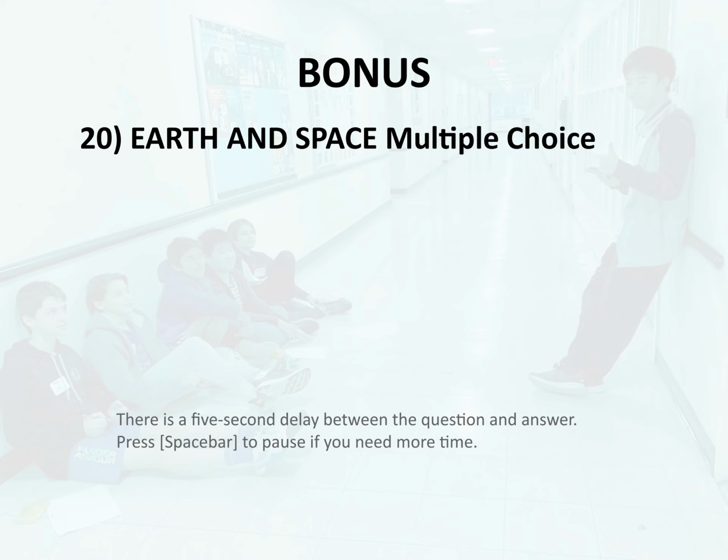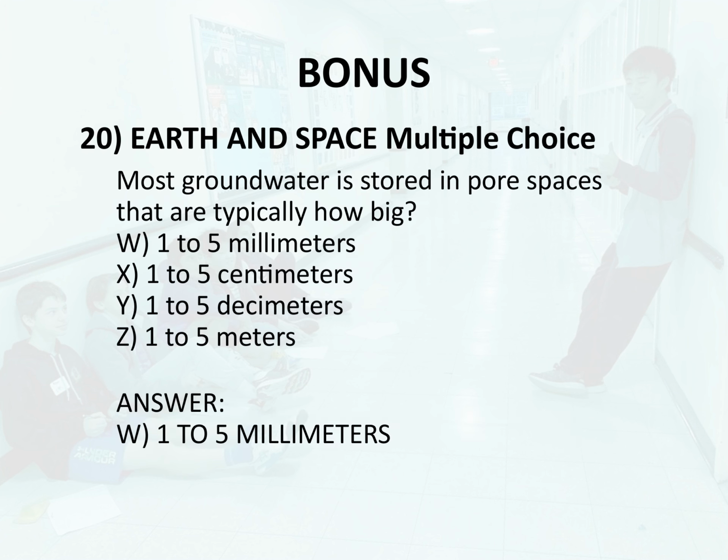Bonus 20. Earth and space. Multiple choice. Most groundwater is stored in pore spaces that are typically how big? W. 1 to 5 millimeters, X. 1 to 5 centimeters, Y. 1 to 5 decimeters, Z. 1 to 5 meters. Answer: W. 1 to 5 millimeters.